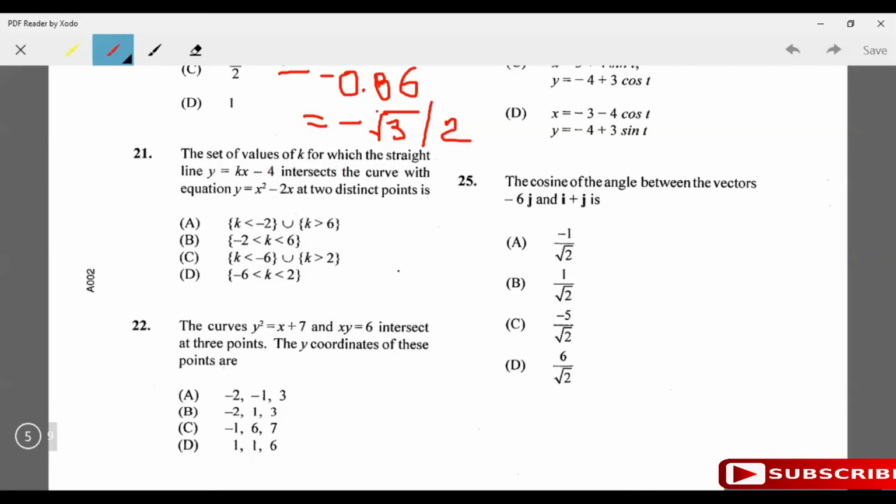So it wants us to find the values of k where the straight line intersects the curve. So let's find that now, where the straight line is going to intersect the curve at two distinct points. So what does that mean? A curve intersecting a line at two distinct points.